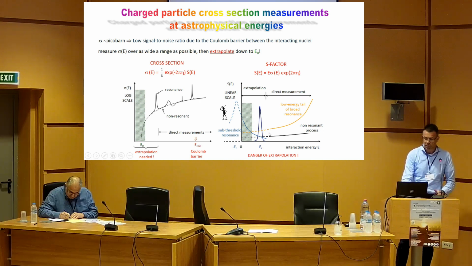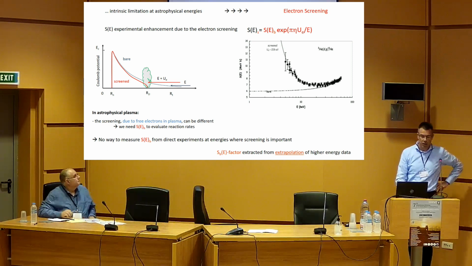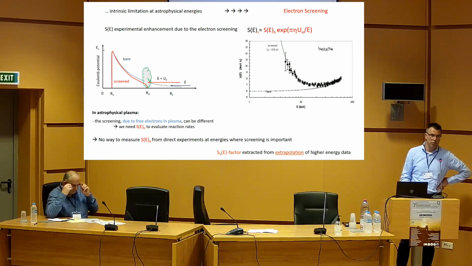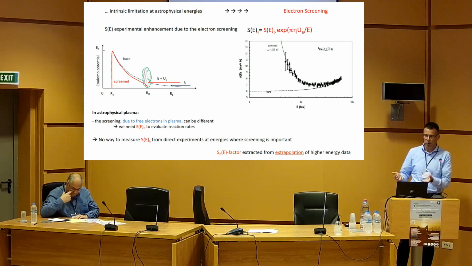However, there may be some resonances that we miss in this region. We might have the tails of some subthreshold resonances. That's the reason why it's also important to have indirect methods that can provide us a way to access this very interesting part. Another problem that we have to face when we perform these experiments at very low energy is the screening, which is produced by the electron cloud.